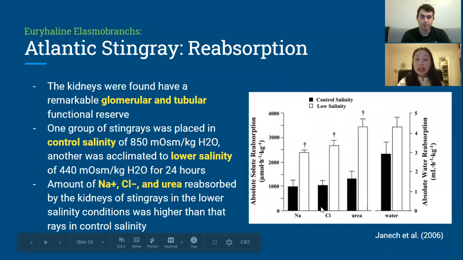And this is highlighted in the graph here where the black bars are the control salinity and the white bars are the stingrays in a lower salinity. And you can see that the white bars are much higher.